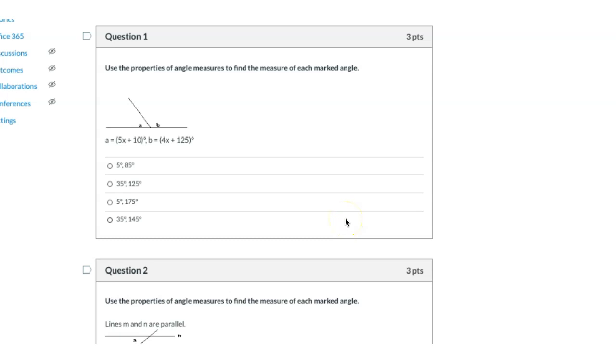Hi everyone, I just want to go over quiz number 2 here just to explain how you were supposed to solve these problems. Alright, so in question number 1 it says use the properties of angle measures to find the measure of each marked angle.